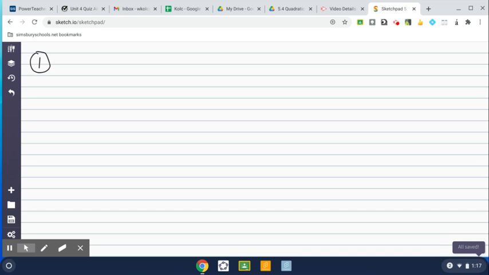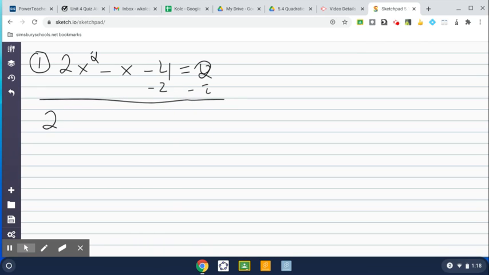You have 2x squared minus x minus 4 is equal to 2. So first thing you need to do, you have to rewrite this in standard form, in other words, you have to make it equal to 0. So first step, I will subtract 2 from this side and subtract 2 from this side. Okay, so I get 2x squared minus x, negative 4 plus negative 2 is negative 6, is equal to 0.